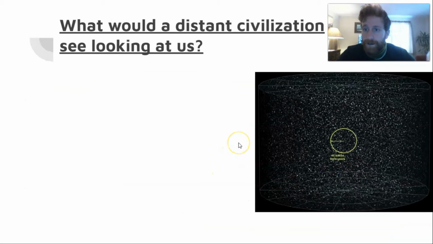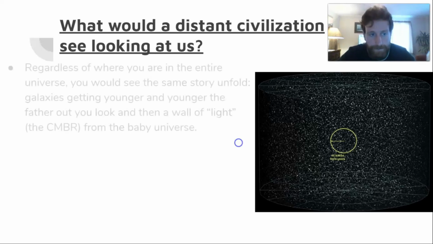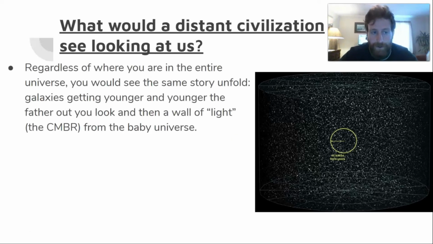And then here's a last interesting question that the article ended up with: what would a distant civilization see if they were looking at us? Regardless of where you are in the entire universe, you would see the same story unfold from your location. As you look out, galaxies would get younger and younger the farther out you look, and then a wall of light, the cosmic microwave background radiation from the baby universe, would be the boundary of your observable universe.